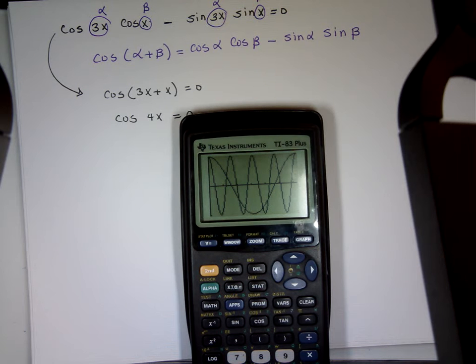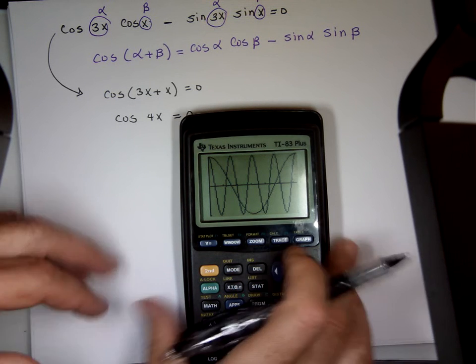So how are we going to find out what the answer is? Since you see 4 of them, that means every 90 degrees it repeats itself. Every pi over 2 repeats itself. So let me look at the first one. When is x going to be 0? Cosine 4x equals 0.